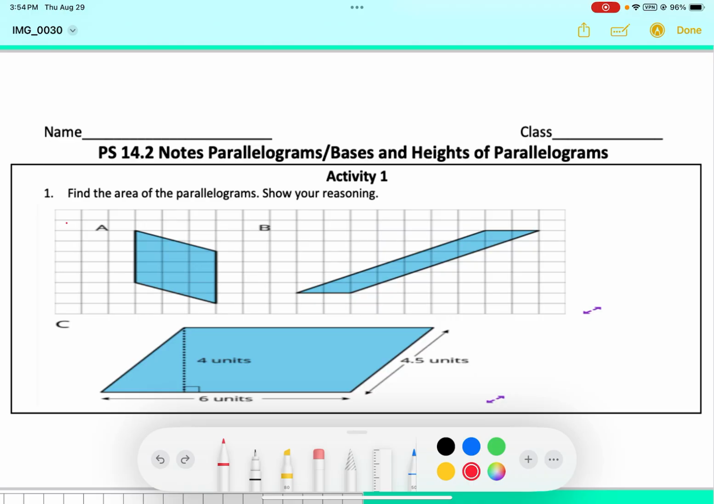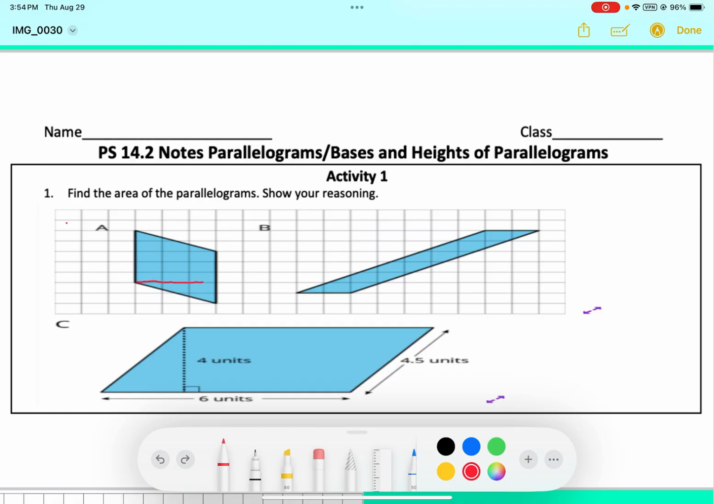Okay, we have parallelogram A, and we are trying to find the area of these parallelograms. All we know right now is how to find the area of a rectangle, and we know how to do that by knowing the base and the height. If we know the base and the height, which form a right angle, then we can just multiply those. We're going to do the same idea with these parallelograms. So I see this parallelogram.